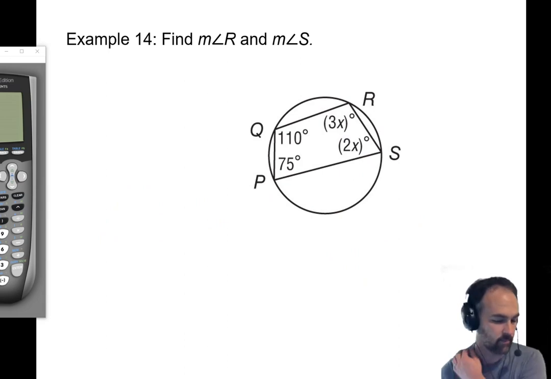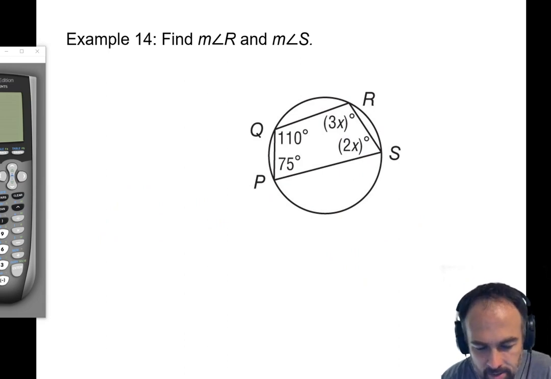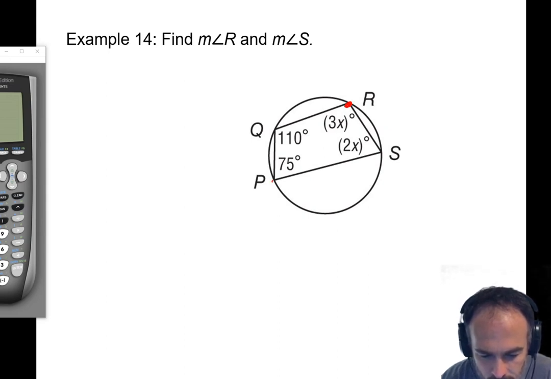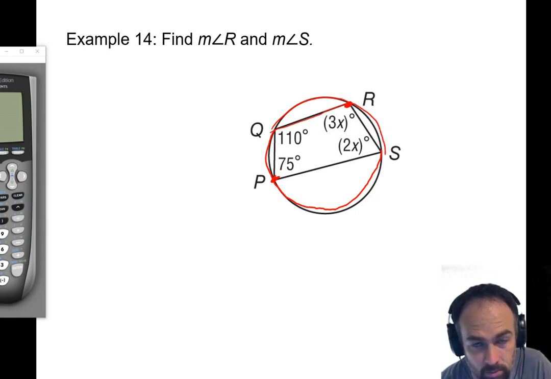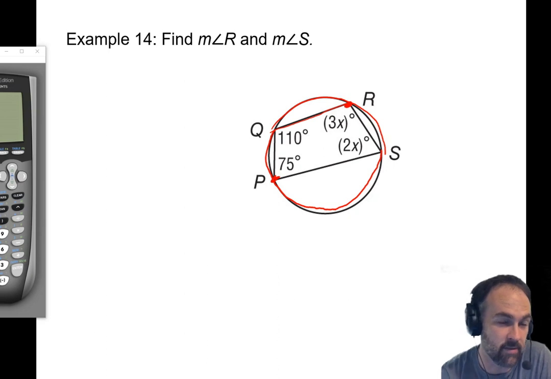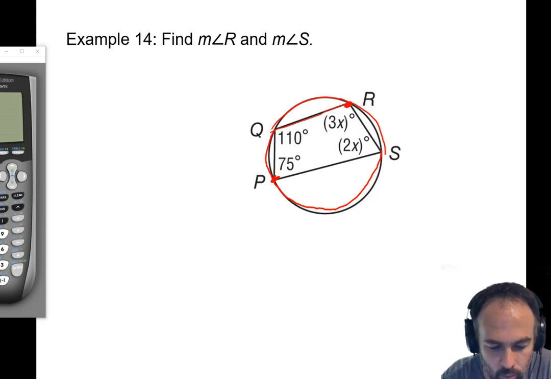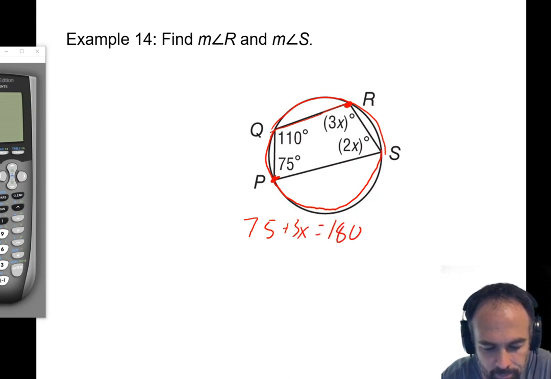Okay, example 14. Now, we're going to use that property we talked about earlier, opposing angles. Let's focus here on angles R and P. Angle R intercepts arc QPS. Angle P, if I go across, intercepts arc QRS. Together they intercept the whole circle, which means since they're inscribed angles, they have to be half of that. They're supplementary. So we know that 75 plus 3x is equal to 180.